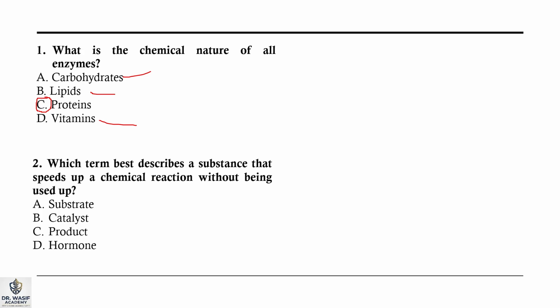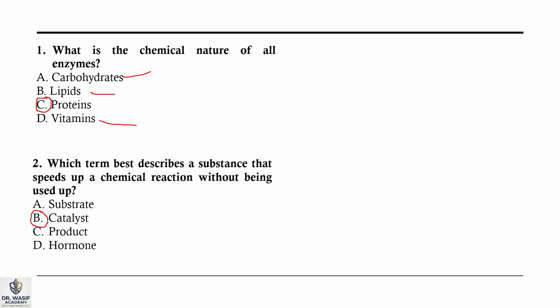The correct answer is catalyst. Let's break down why this is the perfect description. By definition, a catalyst is any substance that increases the rate of a chemical reaction while remaining chemically unchanged and entirely reusable at the end. Now, how can we rule out the other options?